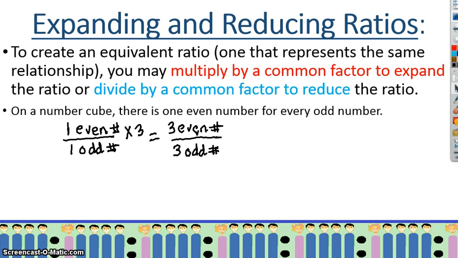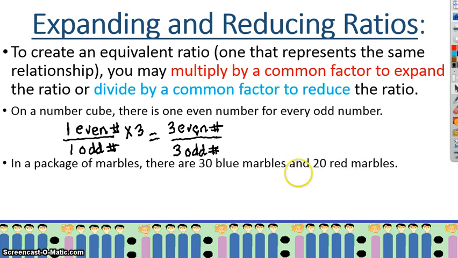Let's look at another example. In a package of marbles, there are 30 blue marbles and 20 red marbles. Isn't that a comparison of the contents of the package? So you can imagine there's 30 blue for 20 red. I do not mind if you abbreviate your units for me. If it was your PSSA, I would want you to write them all out. If it's a word that starts with an O, you need to write it out because if not, it would look like a 0. Okay? So here we have 30 blue for every 20 red.